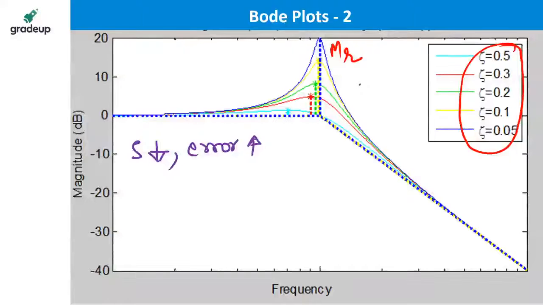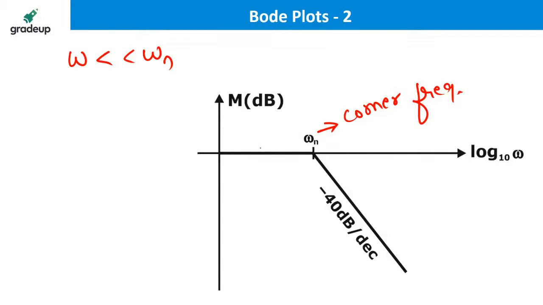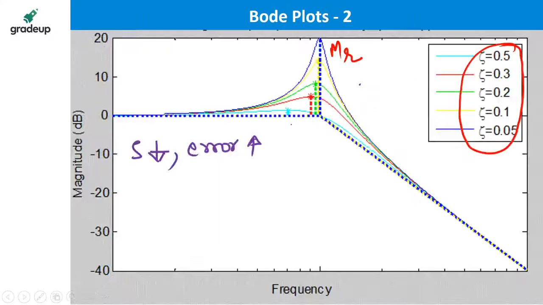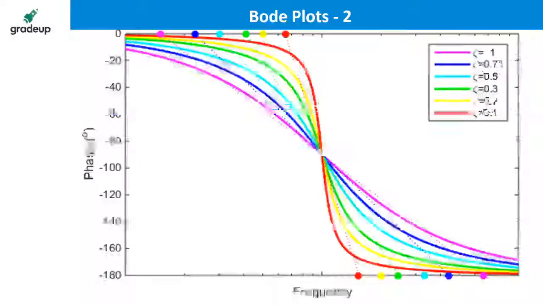This graph clearly shows that the approximate plot is nearly tangential to the actual plot at high frequency and at low frequency. That is why these two lines are known as the low frequency and the high frequency asymptote. The point connecting the two asymptotes is the corner frequency omega n. Next screenshot, the phase results.